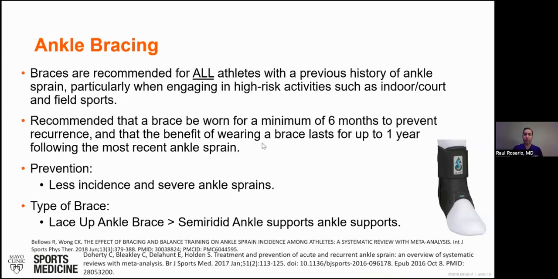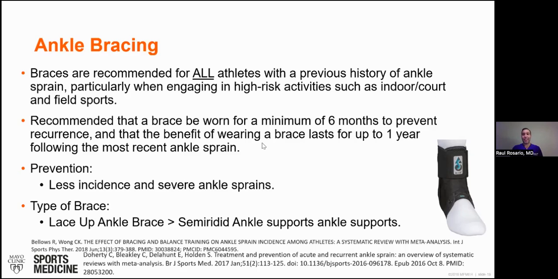So let's talk a little bit about ankle bracing, which is an interesting concept because I'm not a fan of immobilization, but actually the data for ankle bracing is pretty good. And basically, if the patient has an ankle sprain, all of the athletes need to be on an ankle brace. The reason is that it has been shown that it can prevent a second ankle sprain. And actually, there's some data that it can prevent the first ankle sprain. So if you use it from the beginning, it can have some preventive results.